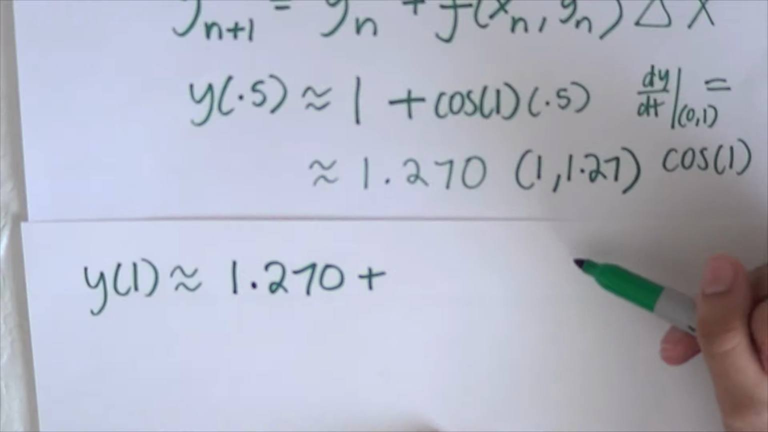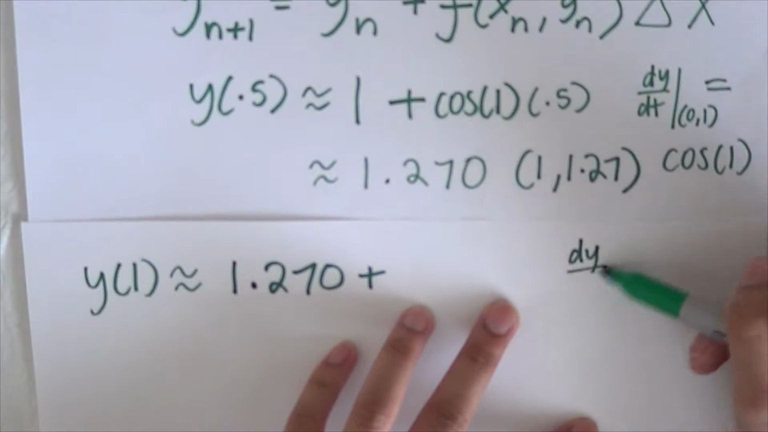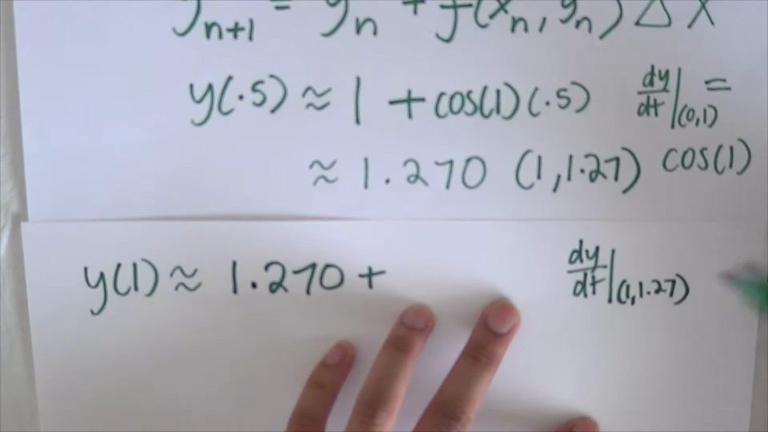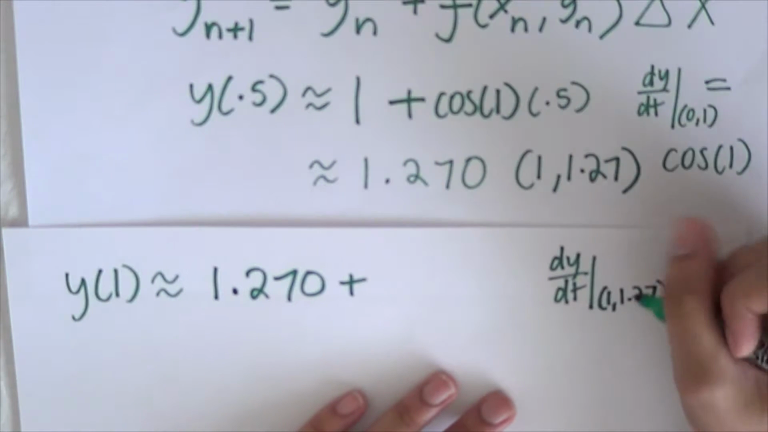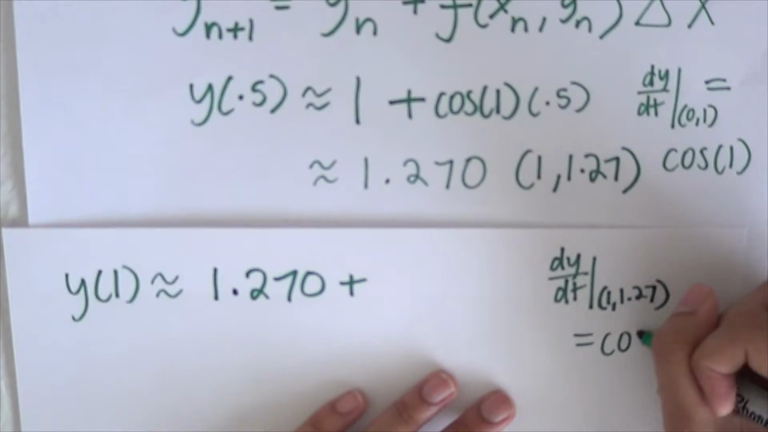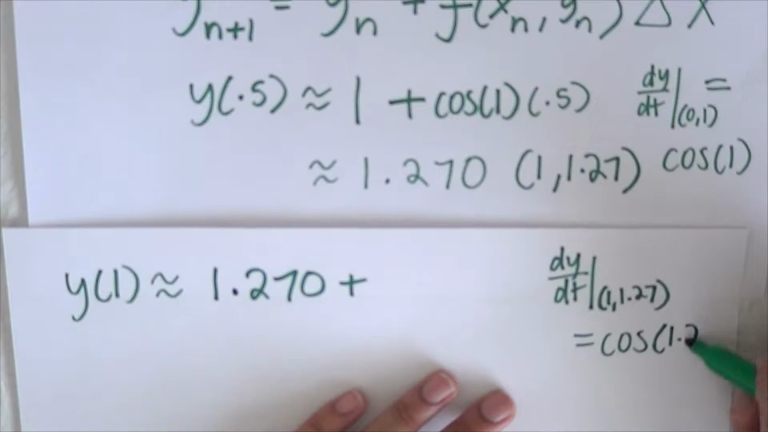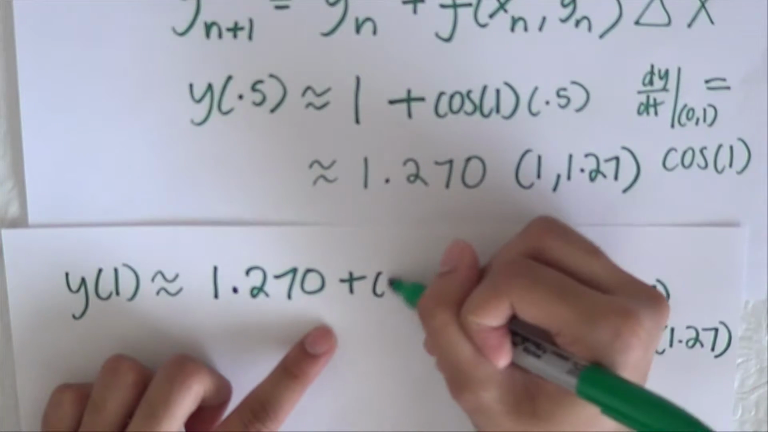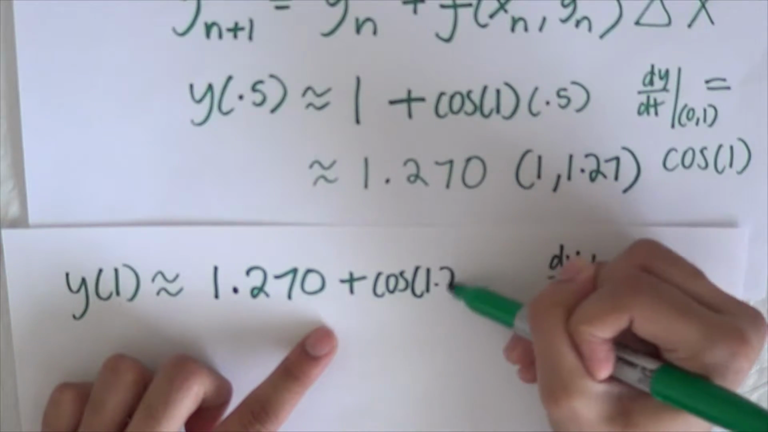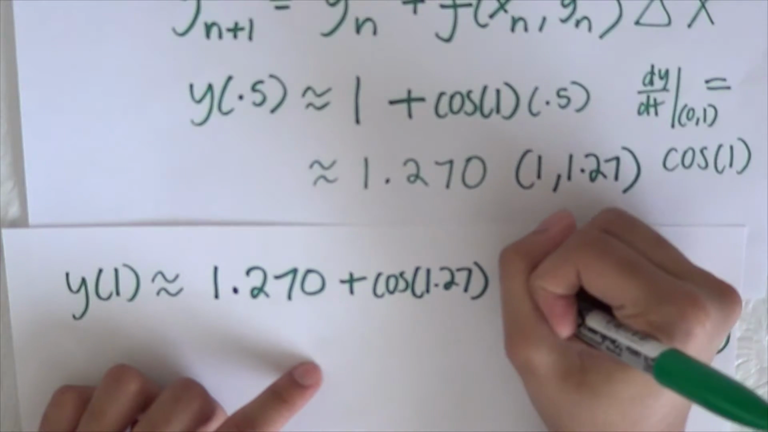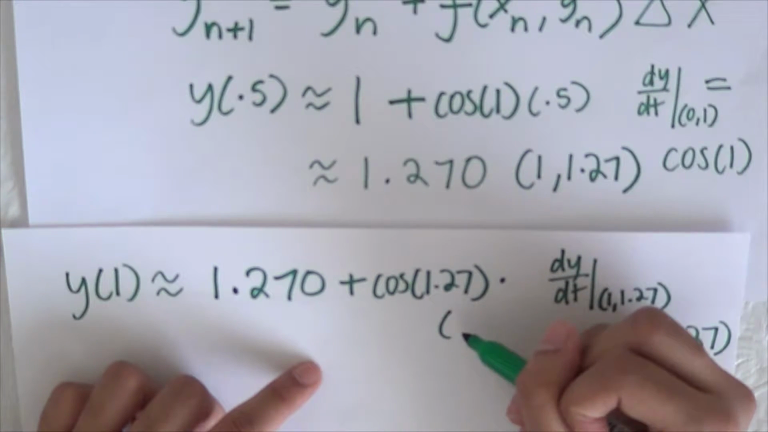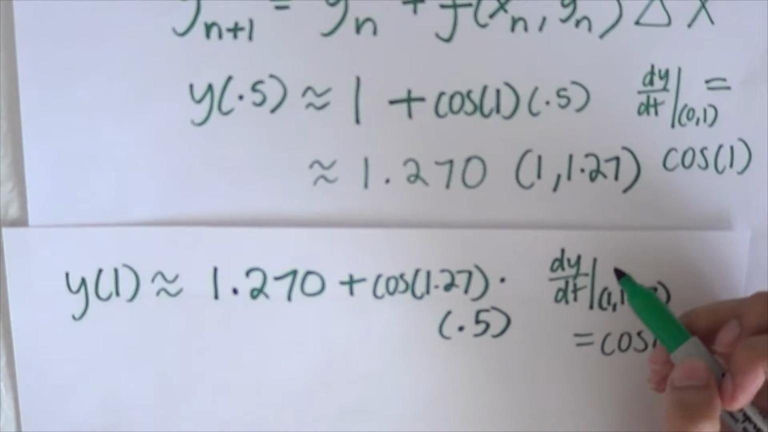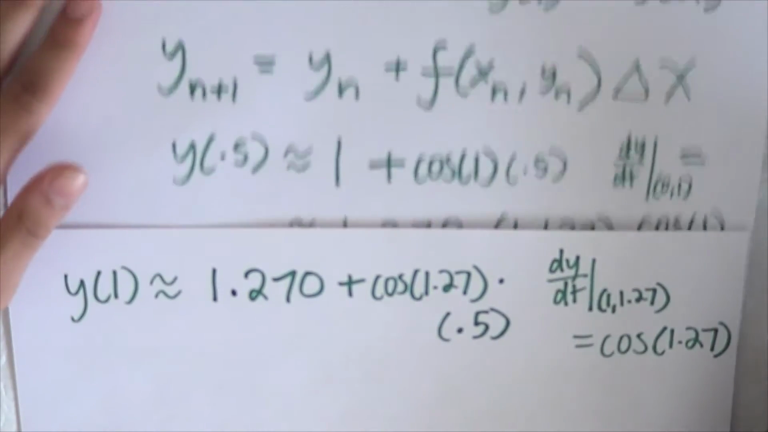Our slope will be the derivative function at 1.27, and we're only plugging in the y value because the derivative function only calls for the y value. Cosine of 1.27, right? So we'll just plug that in here and multiply that, I kind of ran out of space, multiply that by our delta t, which is 0.5, and we do that on the calculator.